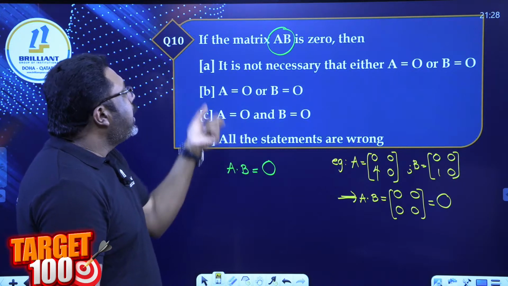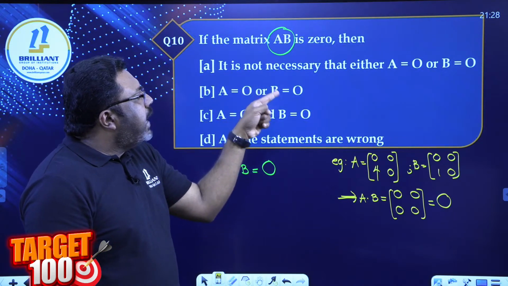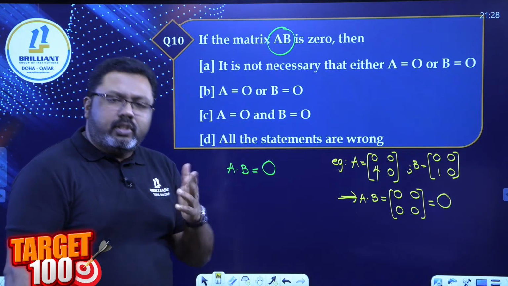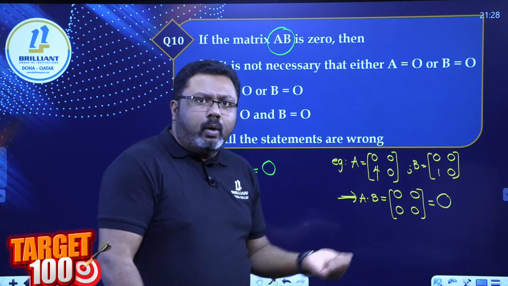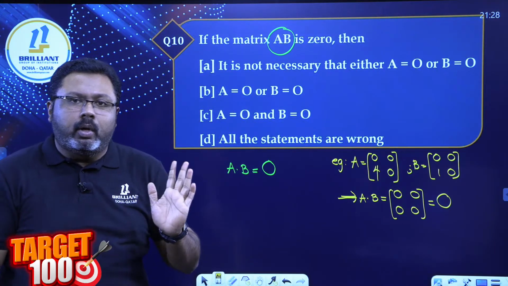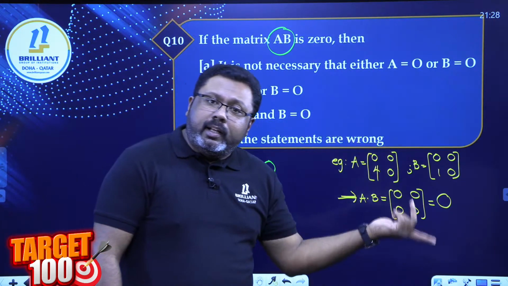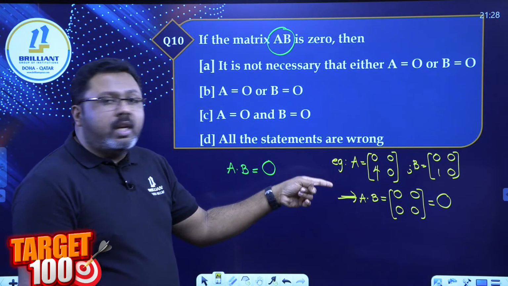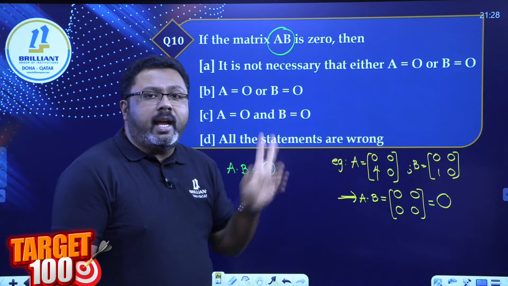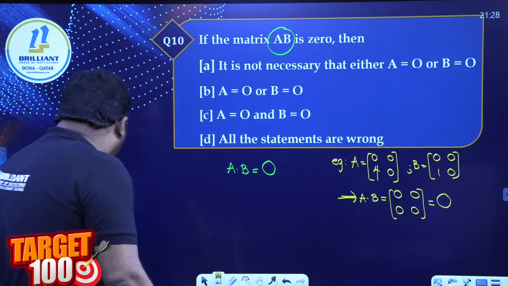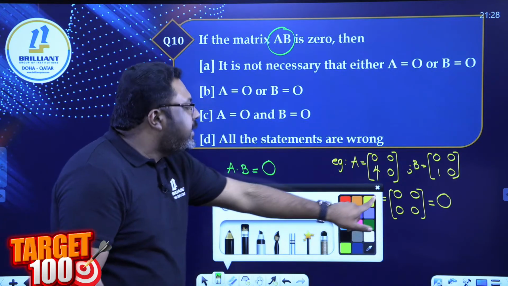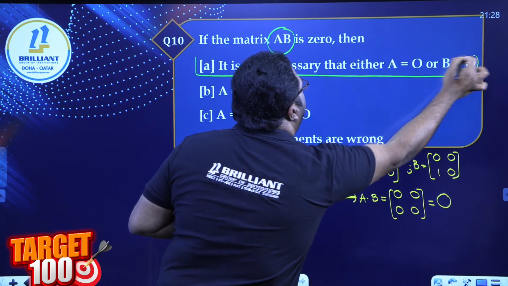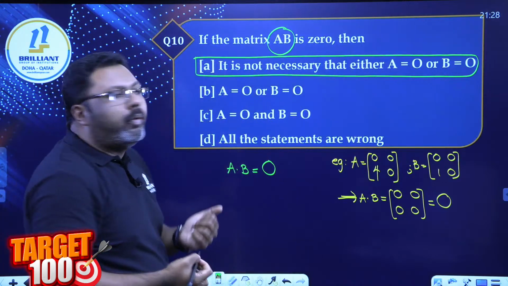So you can say it is not necessary that either A is 0 or B is 0. Sometimes if A is 0, then the product is definitely 0. If B is 0, the product is definitely 0. Fine. So the condition is very clear. It is not necessary that either A or B should be 0.